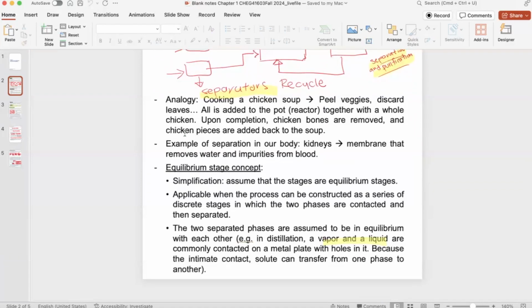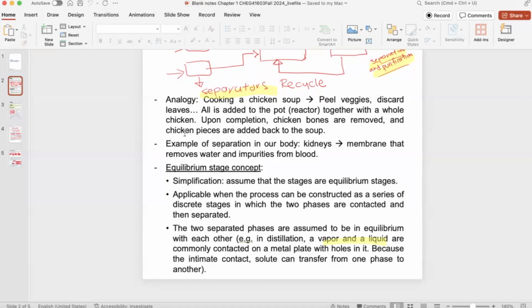We can see this easily with an analogy. For example, when we are cooking a chicken soup, we peel the veggies, we discard the leaves, and all is added to the pot, the reactor, together with a whole chicken. Upon completion, chicken bones are removed and chicken pieces are added back to the soup. An example of separation in our body is our kidneys. Essentially, they are a membrane that removes water and impurities from blood.